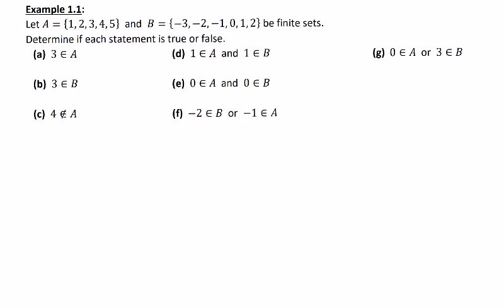Example 1.1 will give us a chance to be able to see a couple of sets, as well as some of the element of and is not an element of notation. And the example starts with defining two sets, and we can see here that set A is 1, 2, 3, 4, 5 elements, and set B is 1, 2, 3, 4, 5, 6 elements.